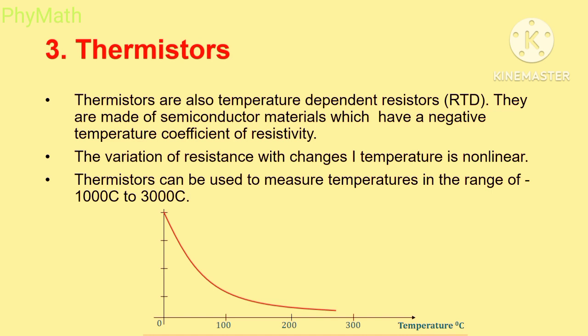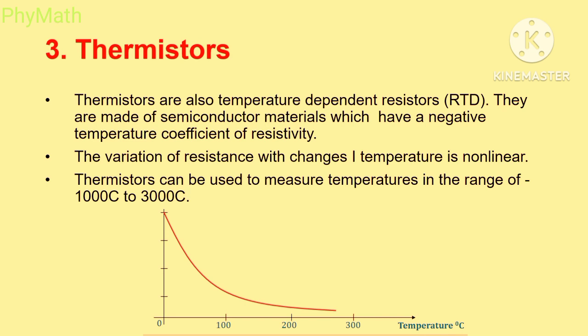Now what does negative temperature coefficient of resistivity mean? If the temperature increases, then the resistance of the thermistor will decrease. It means temperature and resistance are inversely proportional to each other, and this is nothing but the negative temperature coefficient of resistivity. Now the variation of resistance with changes in temperature is non-linear, and thermistors can be used to measure temperatures in the range between 100 degrees Celsius to 300 degrees Celsius.